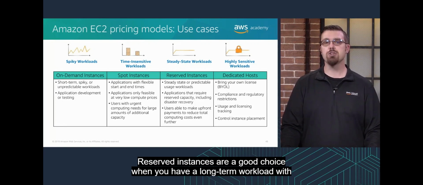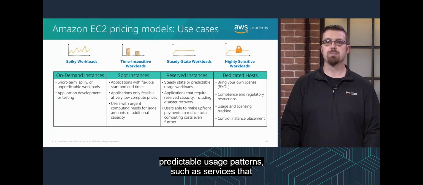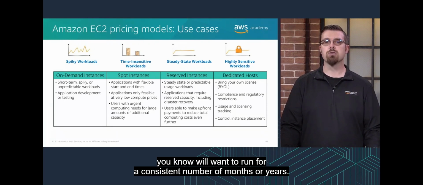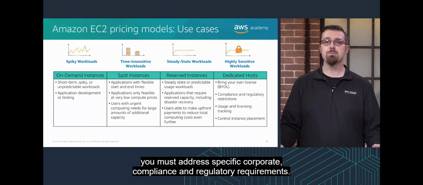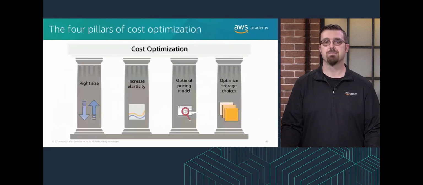Reserved instances are a good choice when you have a long-term workload with predictable usage patterns, such as servers that you know you will want to run for a consistent number of months or years. Dedicated hosts are a good choice when you have existing per-socket, per-core, or per-VM licensing, and you must address specific corporate, compliance, and regulatory requirements.